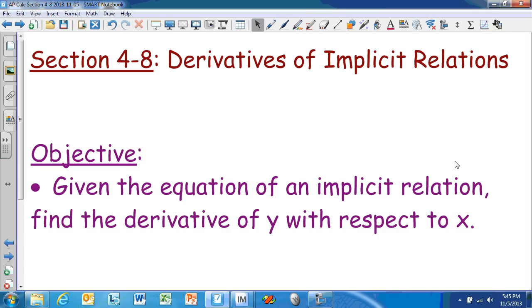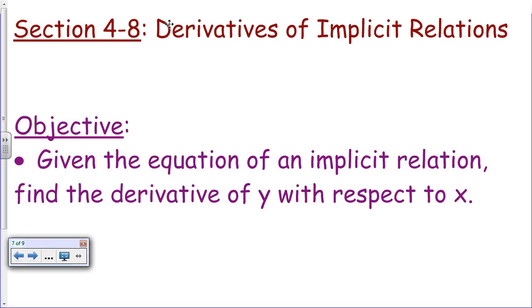All right, section 4-8, remember, is on the derivatives of implicit relations. Implicit differentiation is the term that we use to describe this, and the objective was, given the equation of an implicit relation, find the derivative of y with respect to x. Again, that implicit relationship term there is referring to an equation that's not solved for y. Explicit means it is solved for y, implicit means it's not.